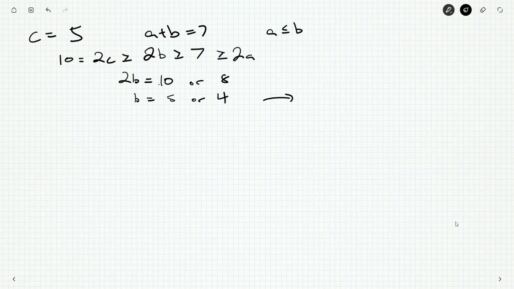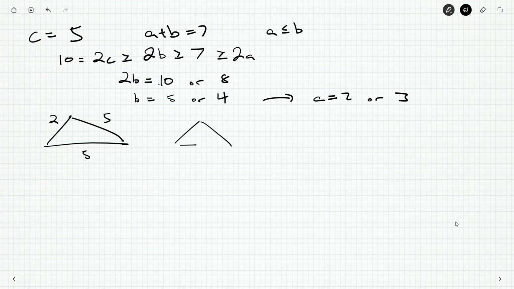And these tell me, because A plus B is 7, A is 2 or 3. So we get two triangles in this case. We get a 5, a 5, and a 2. And a 5, 4, and a 3, which is a nice little right angle triangle. Okay. So what else could we have?